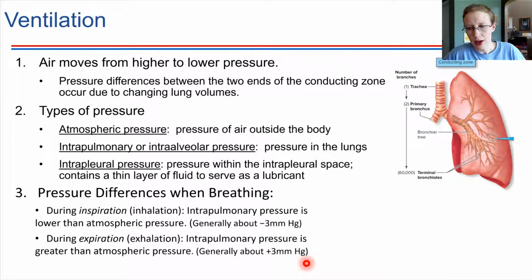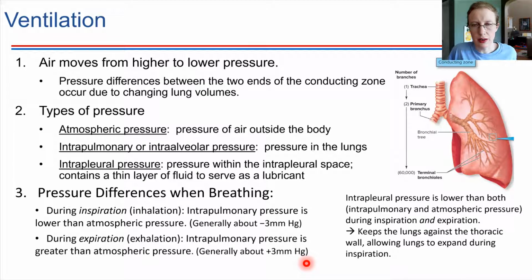Okay, so let's talk about this intrapleural space a little bit more. The pressure between those two pleura has to be lower than either of these other two pressures. Why is that? Think about what would happen if it wasn't lower. If the intrapleural pressure was greater than either of these, then what would happen?